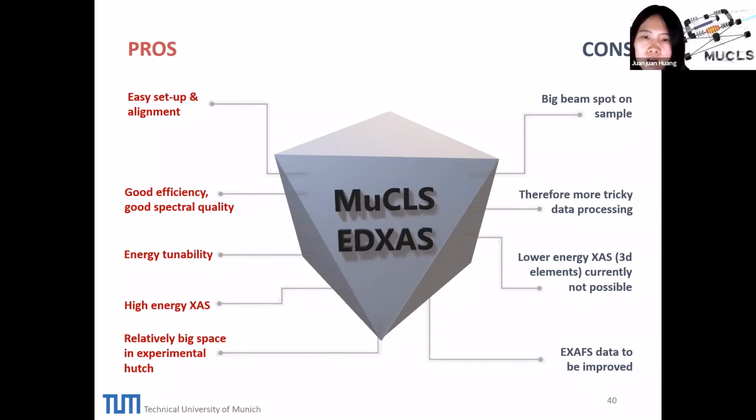And of course, there are some drawbacks. For example, currently we have a very big beam spot on the sample. We didn't do any X-ray focusing, and therefore more tricky data processing is needed. Also, currently lower energy XAS, like 3D elements, is not possible. And finally, we are mainly doing some ZEMs so far, and we haven't done too much XAS, so the XAS data still needs to be improved.